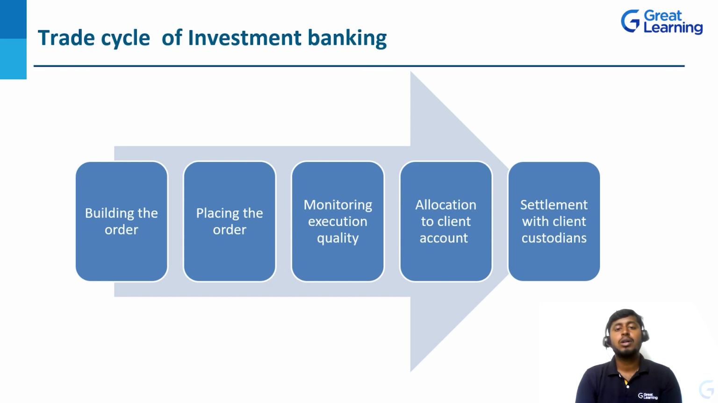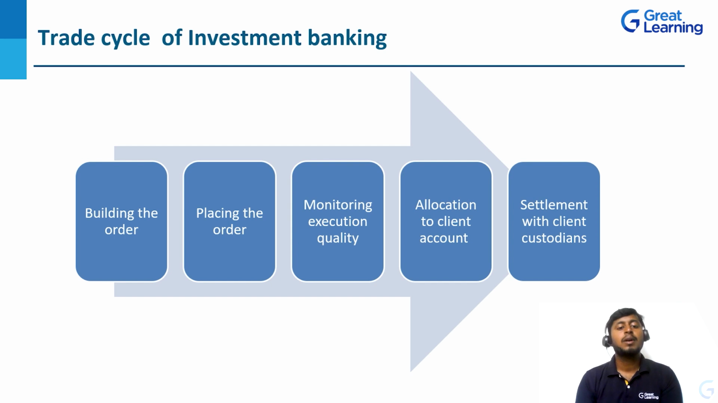In building the order, they need to check. For example, I have 1 lakh rupees, one more person is ready to invest 10,000 rupees, and one more fellow is ready to invest 5,000 rupees. They pool the money and invest it in the securities, correct? So they do all the pre-planning in this first stage, that is, building the order.